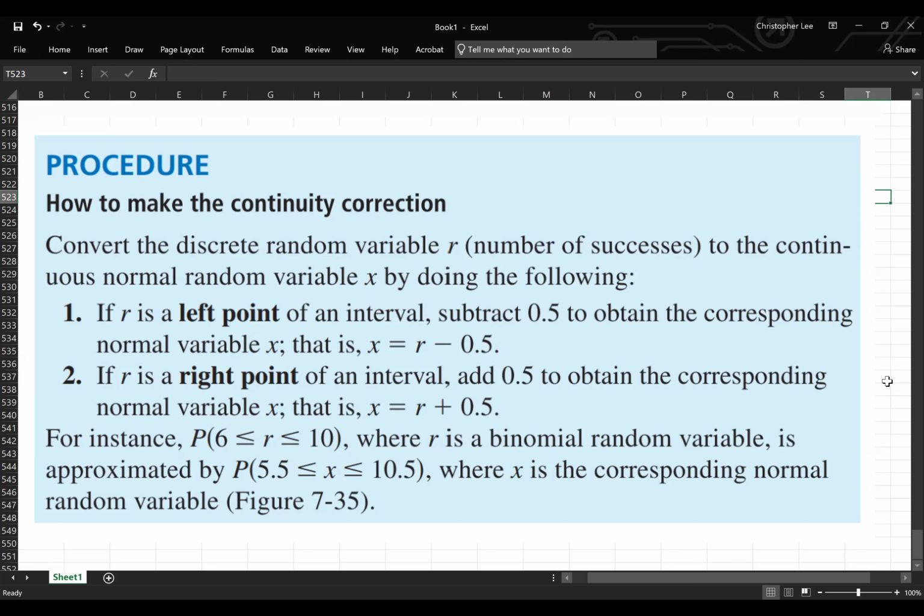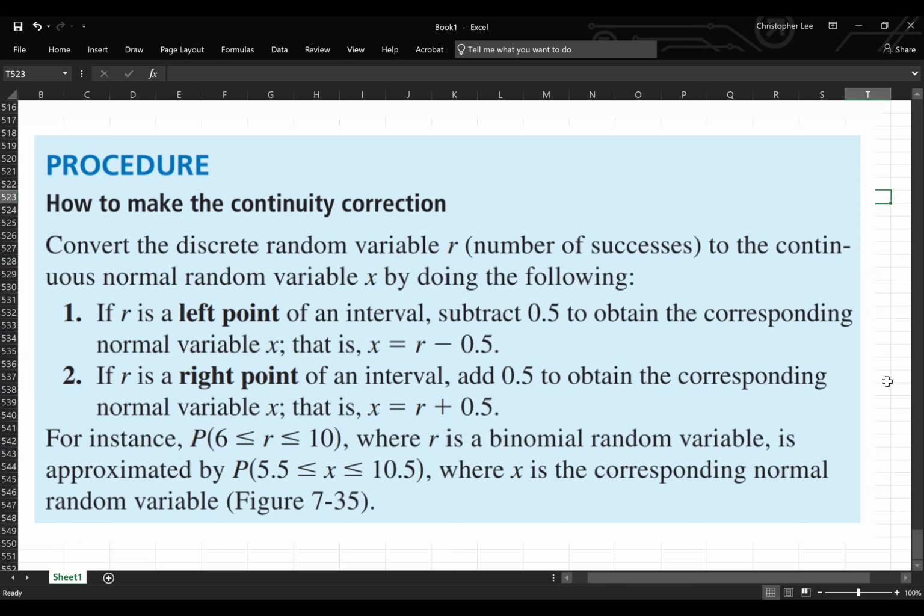So if it's less than, add 0.5. If it's greater than, subtract 0.5.